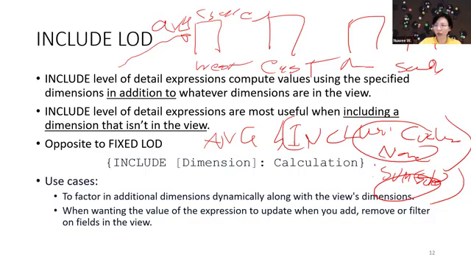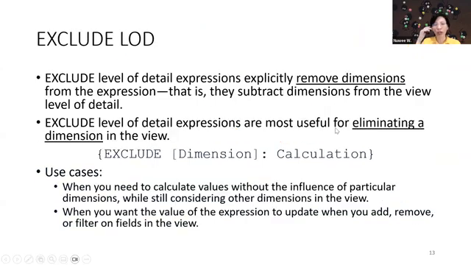So this is the way that you can do using the include LOD. This is a classic example that you may want to use include LOD. For exclude, exclude is to remove. Include means to include, so exclude means to remove the dimension from the dimensions in the view. This is highly useful when you need to calculate some value without the influence of particular dimensions, but still consider other dimensions that are in the view. So it's like an opposite of the include one. You want to eliminate that dimension in the view.